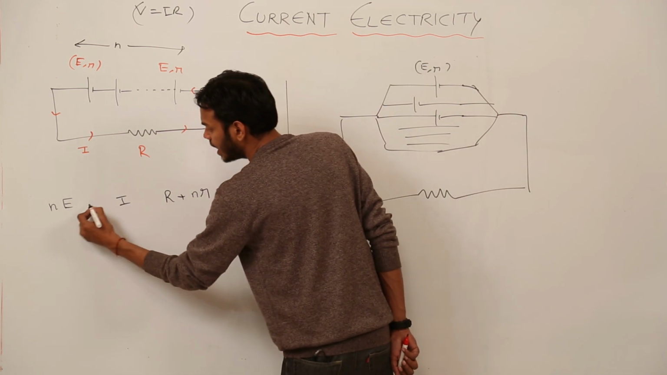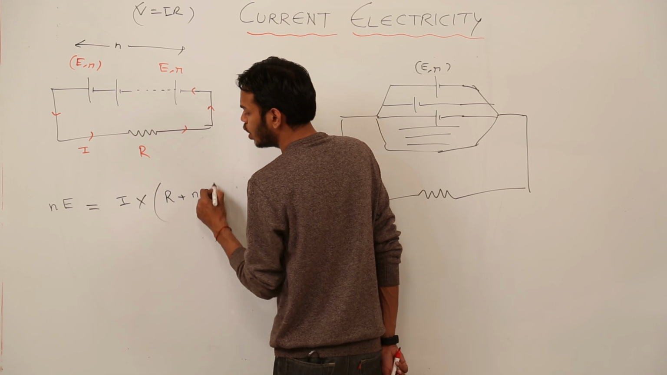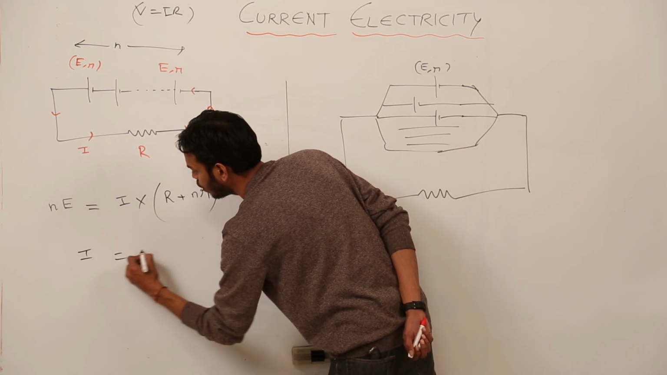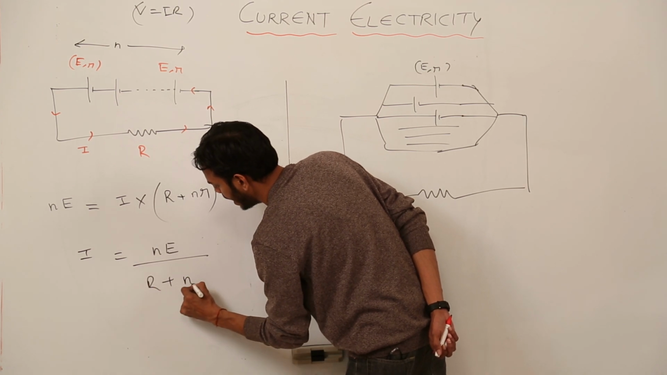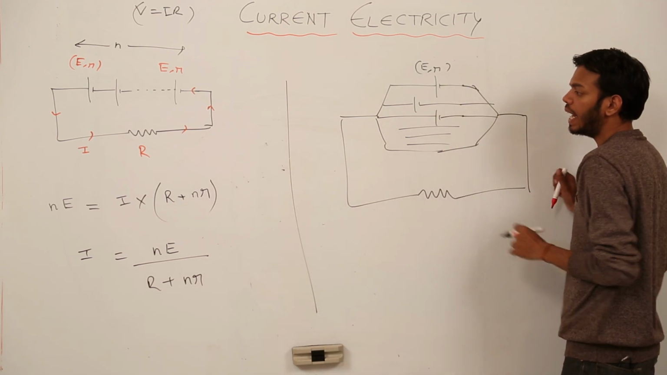So what would be the final answer? Total voltage provided is total current into total resistance. So the formula for current would straight away be nE over R plus n times r. Right? That is simple.